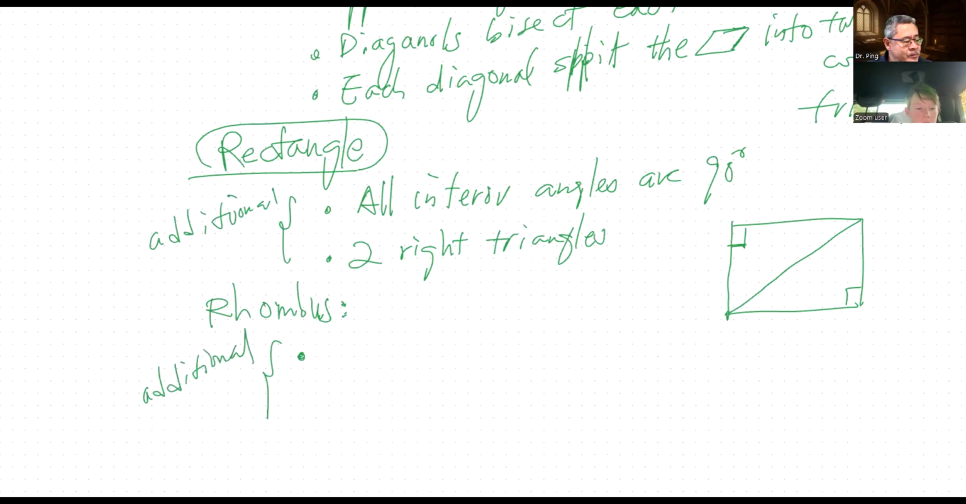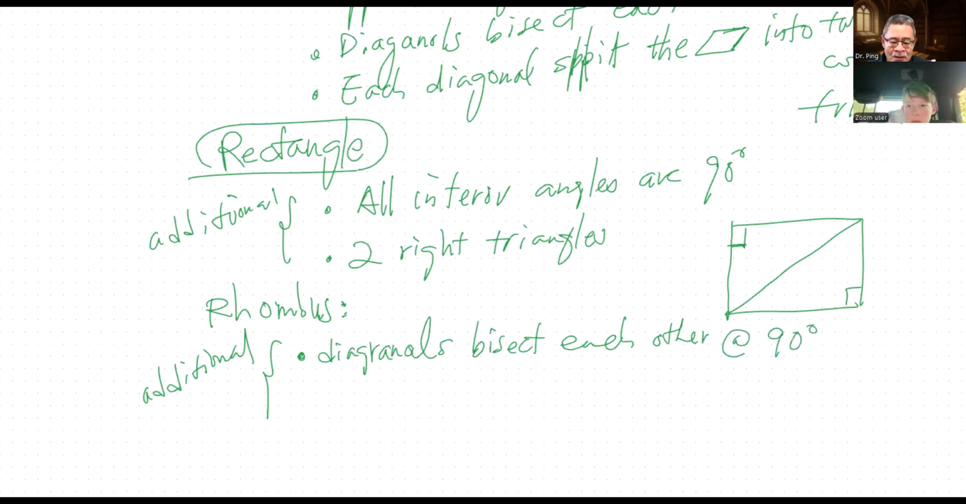And for the rhombus, we know the diagonals are going to bisect each other, but they bisect each other at a right angle, at 90 degrees. Good. So when you have a rhombus and you're drawing that, you see that the diagonals not only bisect each other, but also form a 90-degree angle. Good.